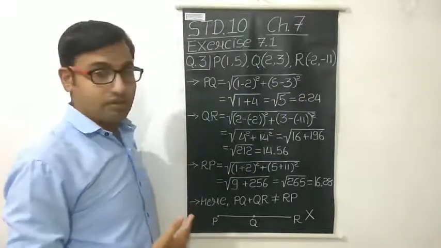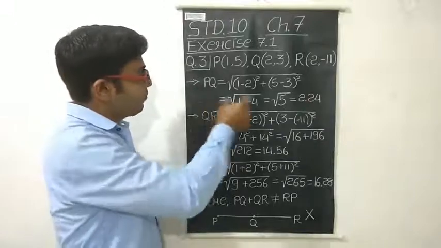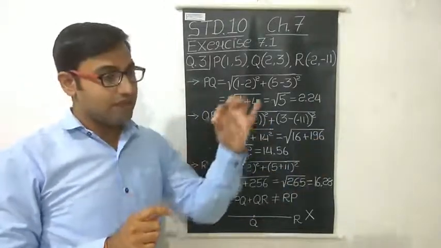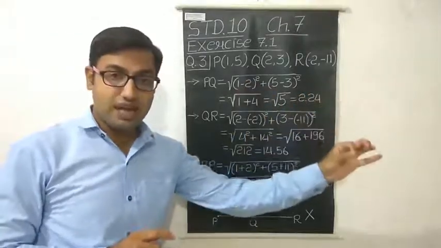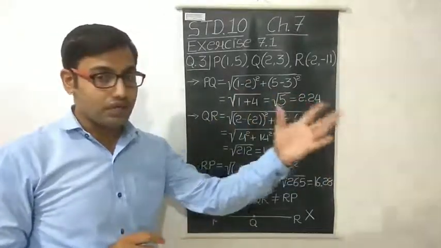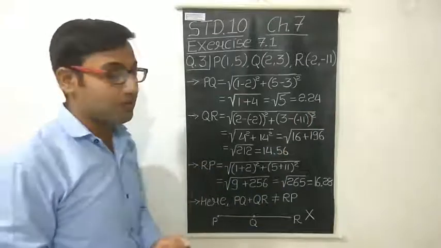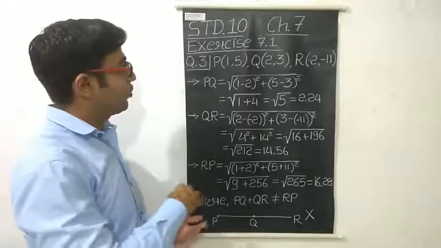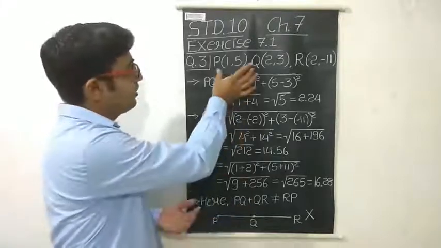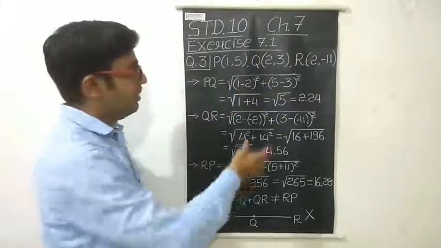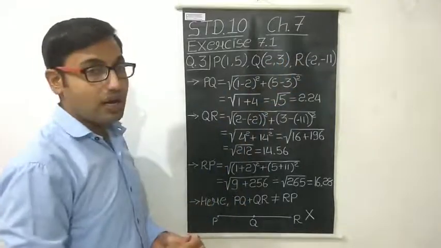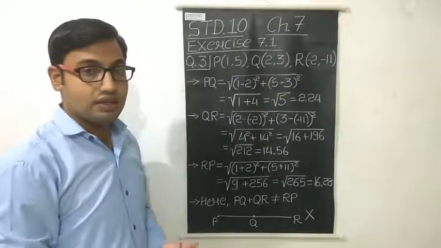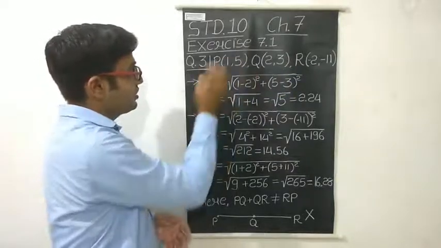Here we have to check whether all the 3 points are collinear. Collinear means that if the 3 points are on the same line, then the 3 points are called collinear. That you know now very well. So first of all, what we have to do: find the distance between the points P and Q, then the distance between Q and R, then the distance between P and R. So let's first find the distance PQ.